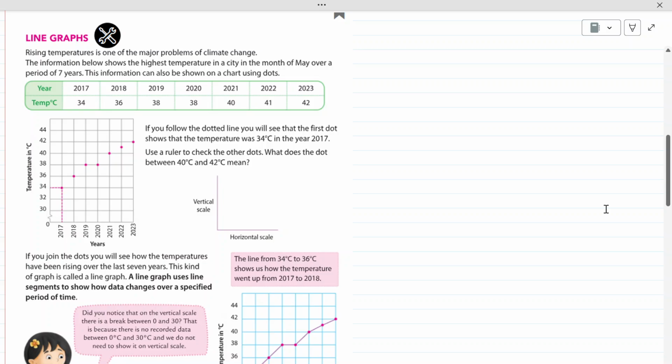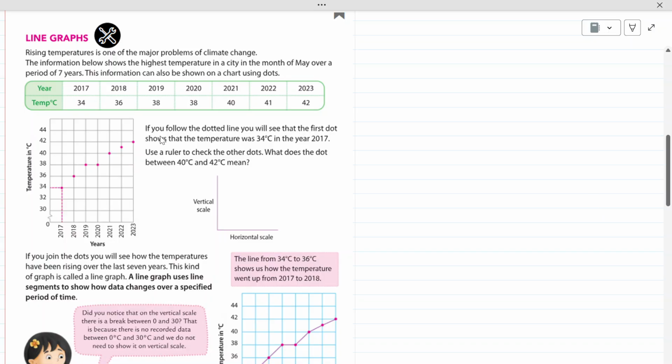Hello kids, in today's class we are going to start with the line graphs. In this graph we get the information by plotting the dots which represent the data, and then joining the dots forms a line, and using that we get the information about the data given to us. So let's start with the line graphs.